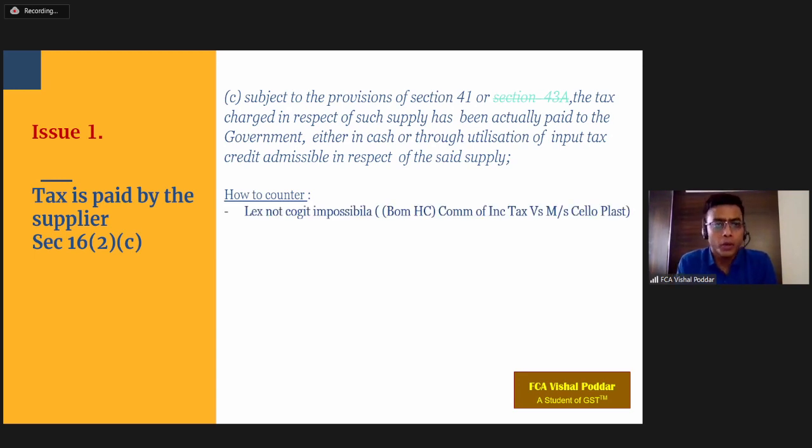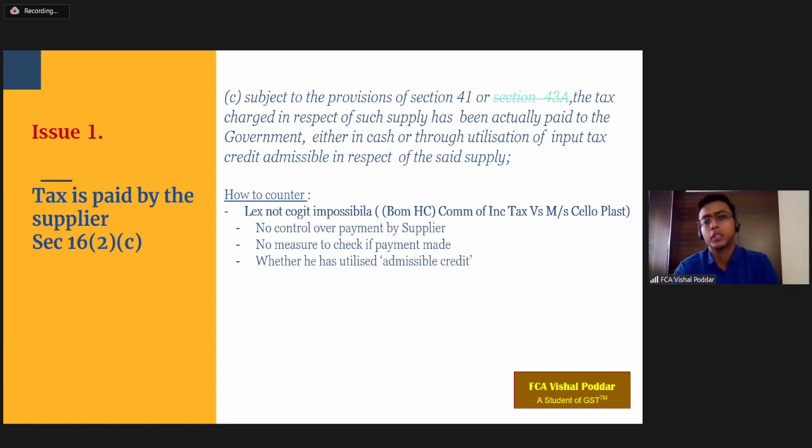How? These are certain pointers that you can put in your reply to these notices. One is lex non cogit ad impossibilia. Now, this is a Latin legal term, which means that you cannot be called upon to do something which is impossible, which over here means that whether your supplier has paid the tax or not is outside your control. Now, this particular point has been accepted in many cases. I have quoted one such case over here, which you can always put as a reference. So you do not have any control over the supplier, and putting such a condition that you have to ensure that the supplier has paid tax is impossible. So once something is impossible, that cannot be enforced on you, and it cannot be upheld in a court of law. So you can use this particular point as your first line of defense.